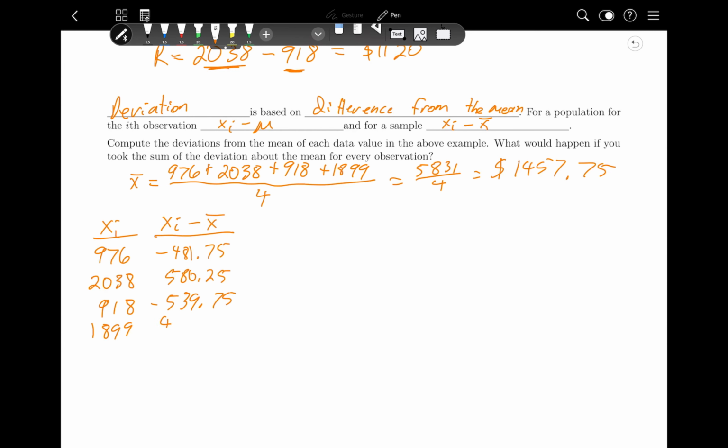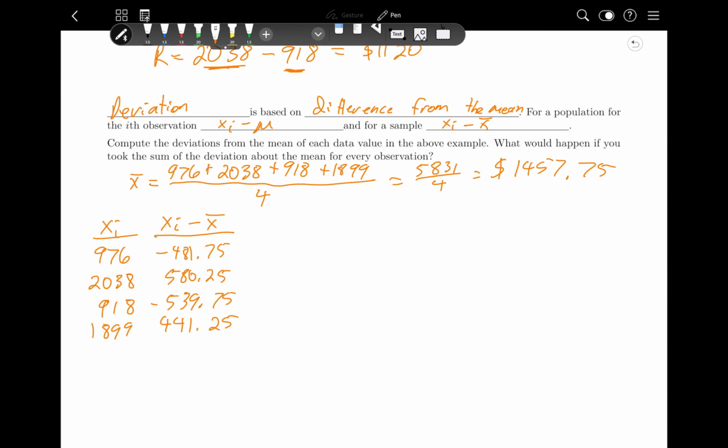And we get 441.25. Okay? So if we look at those like that, you might think, well, now that we've found each of the deviations, if we find the average of those deviations, then we'll end up with the mean. Unfortunately, that's not how that works out.